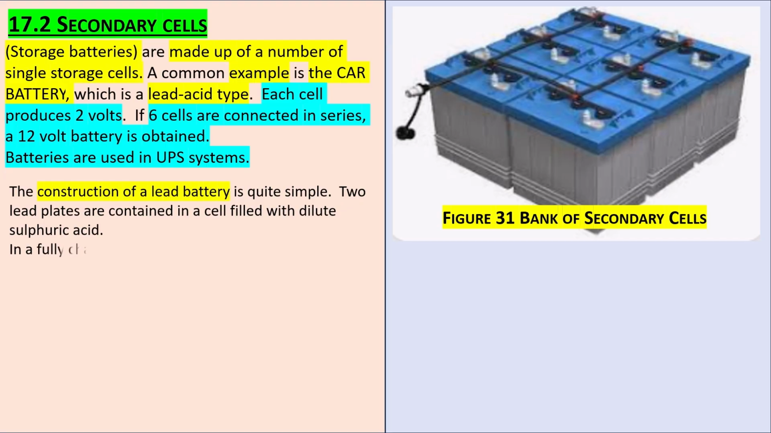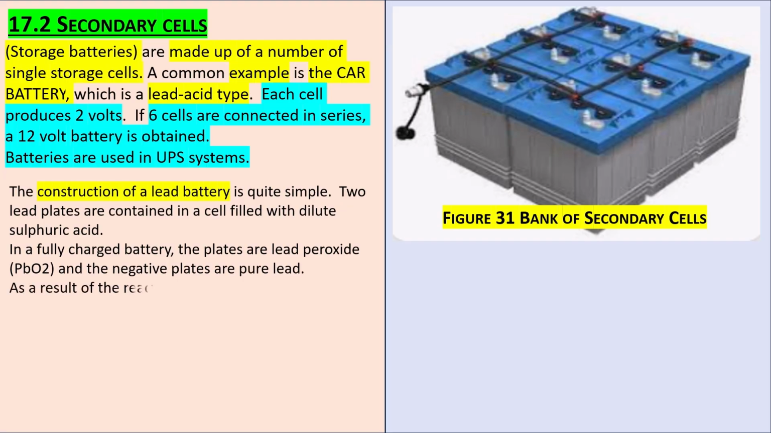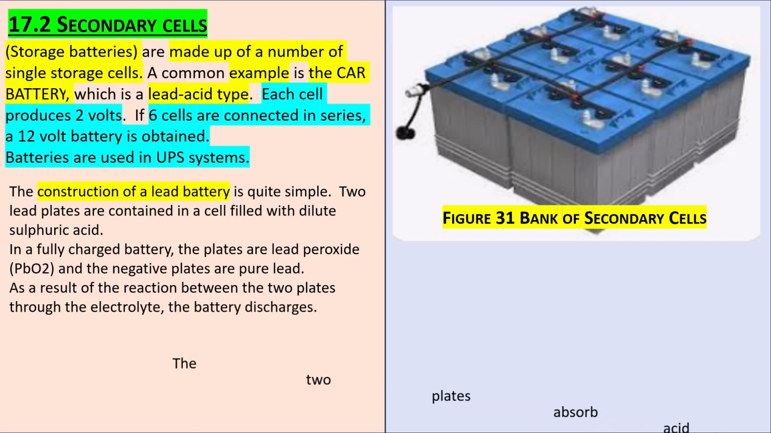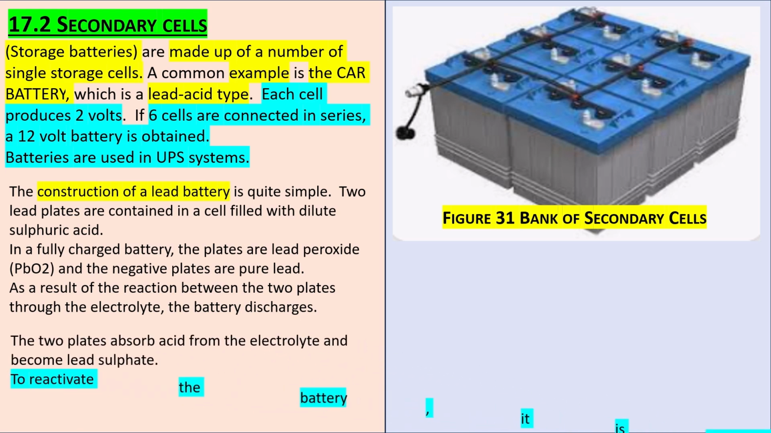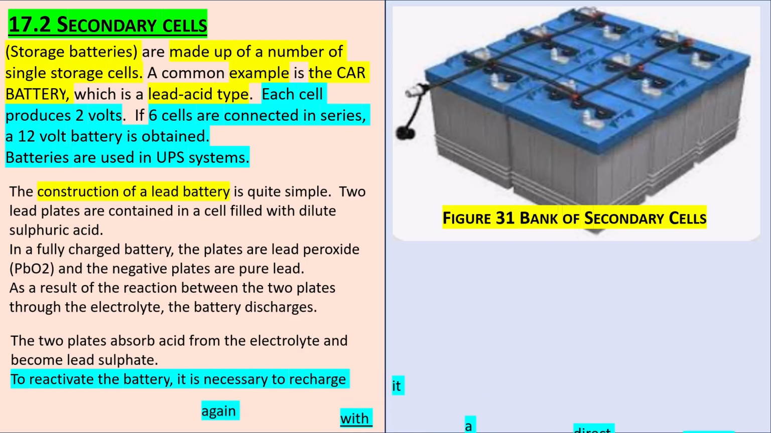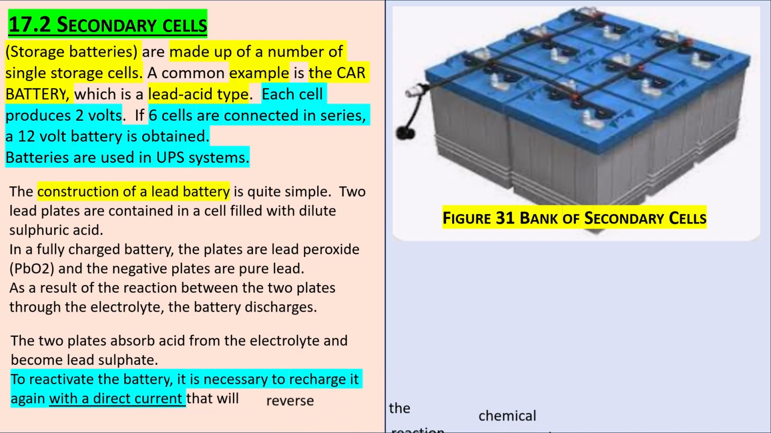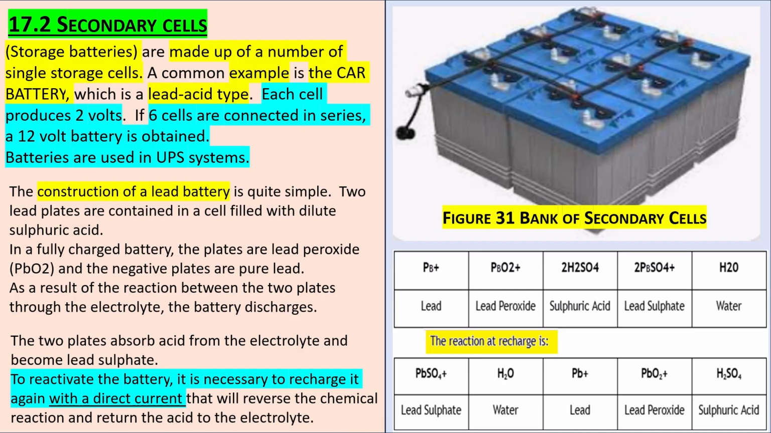2 lead plates are contained in a cell filled with dilute sulfuric acid. In a fully charged battery, the positive plates are lead peroxide, PbO2, and the negative plates are pure lead. As a result of the reaction between the 2 plates through the electrolyte, the battery discharges. The 2 plates absorb acid from the electrolyte and become lead sulfate. To reactivate the battery, it is necessary to recharge it again with a direct current that will reverse the chemical reaction and return the acid to the electrolyte.